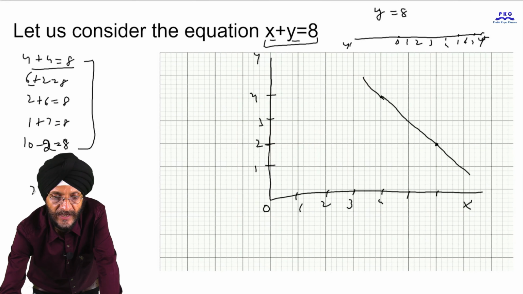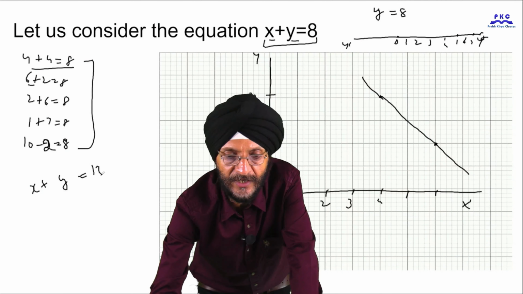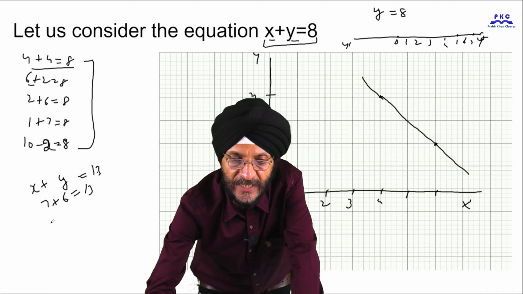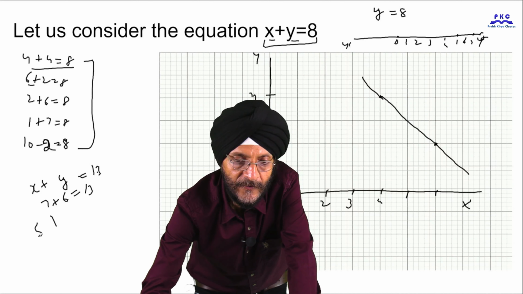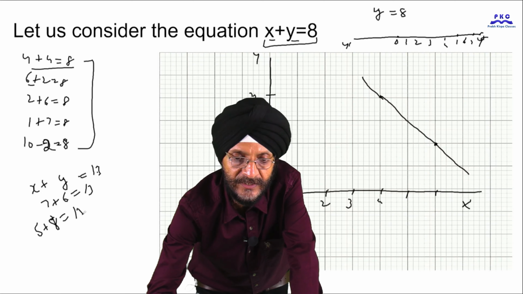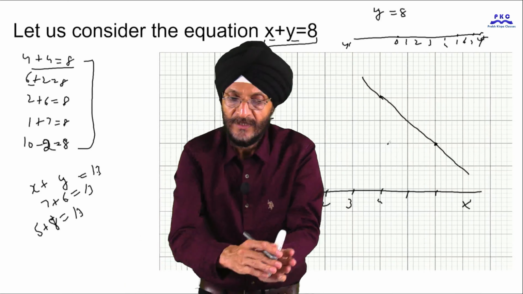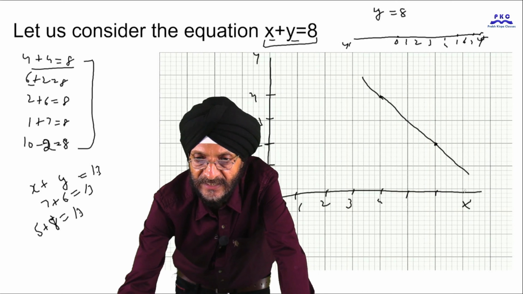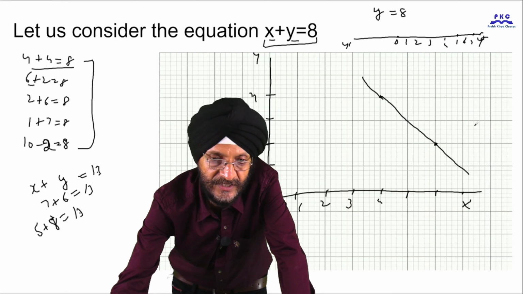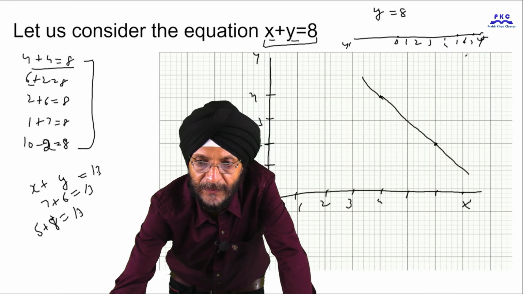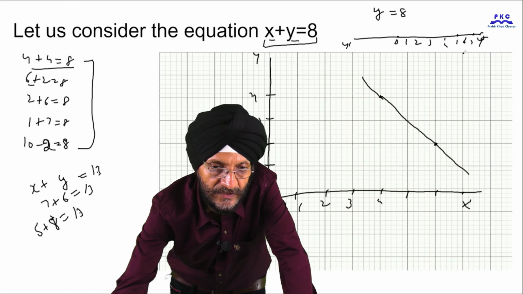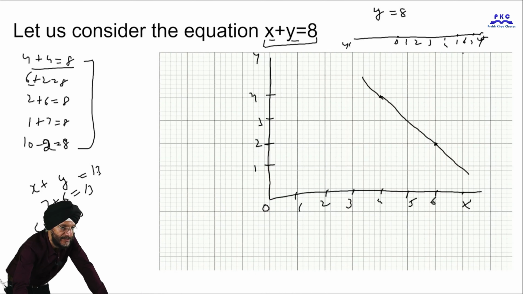Say x plus y is equal to 13. In the same way, you will have to find out the solutions. It may be 5 plus 8 is equal to 13. Then again, you will have to form the graph on the basis of the same. This is the x. This is 7. This is 6. This is 5, 6, 7. Here it becomes 5. It is 6.